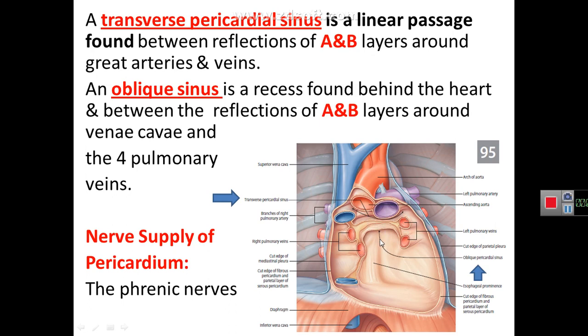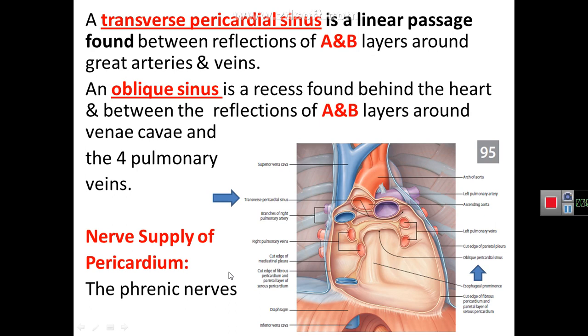While the other sinus is this one, which is called the oblique pericardial sinus. It is a space also lying at the reflection of continuity between the visceral and serous pericardium, and it is surrounded by the vena cava and the four pulmonary veins. And also the oblique pericardial sinus lies behind the heart, behind the left atrium of the heart.